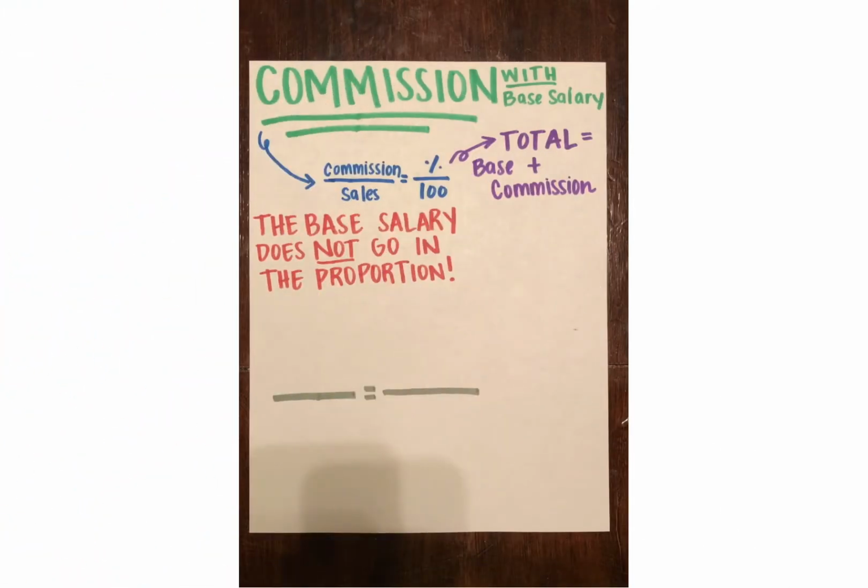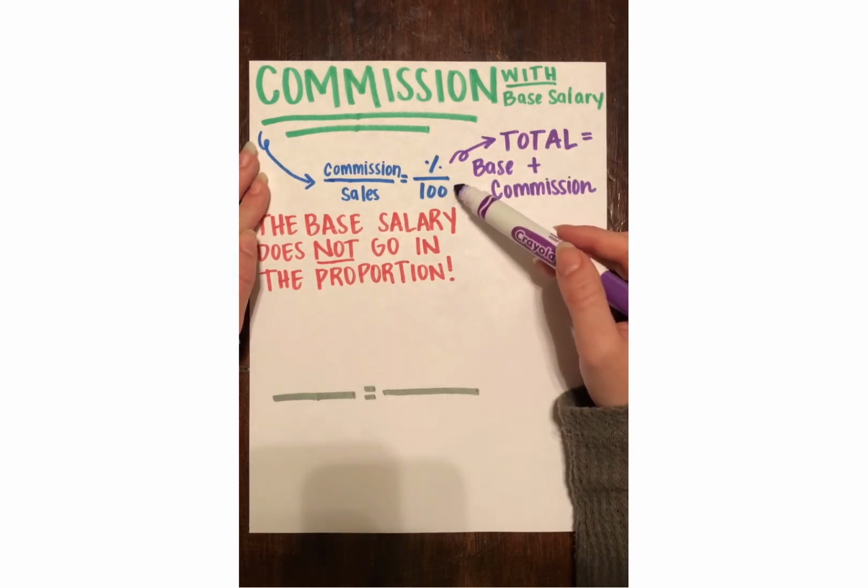Moving on to number 3. John Murray makes a base salary of $1,000 plus commission. He makes 5% commission on all that he sells. If he sold $32,000 worth of stuff, what is his total salary? So looking at this problem, because in the first sentence it tells us he makes a base salary of $1,000, we are looking at commission with base salary, okay?